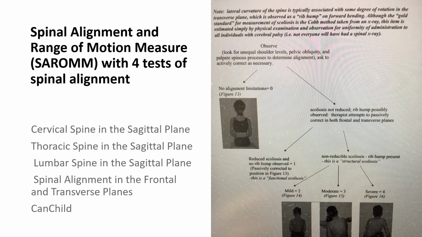The SAROM, the spinal alignment and range of motion measure, can be found in detail on the Can Child website. It was developed and intended for people with CP. It has two sections. One looks at spinal alignment and the other looks at range of motion and muscle extensibility. Four of these descriptive tests and observational tests can be used to assess static posture.